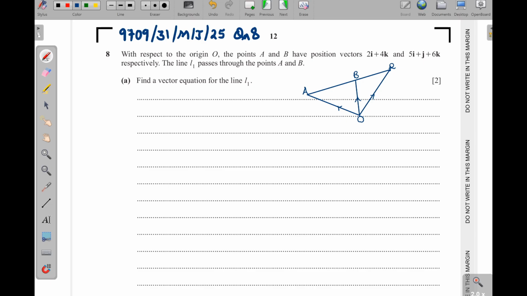But first we are given OA, which is 2, 0, and then 4, because there is no j in here. And then OB is given as 5, then 1, then 6. When you write them as column vectors, you don't bring back the i's, you just write the coefficients of these i, j, and k.